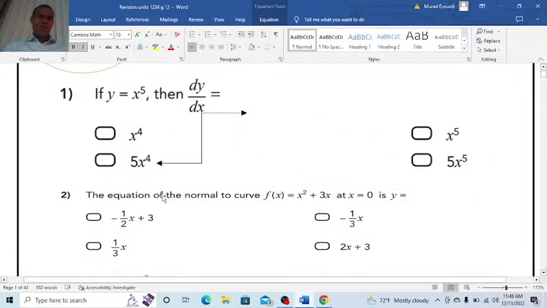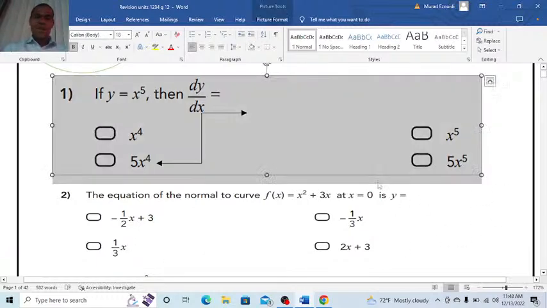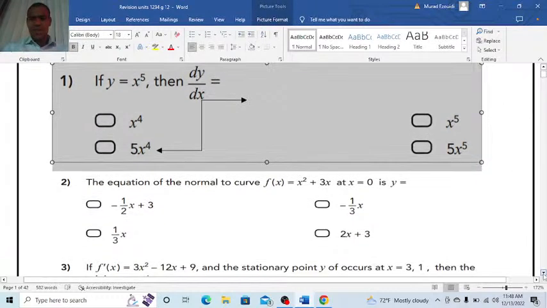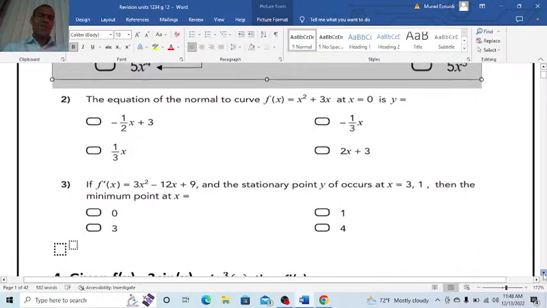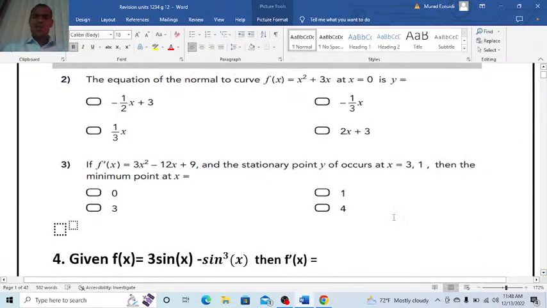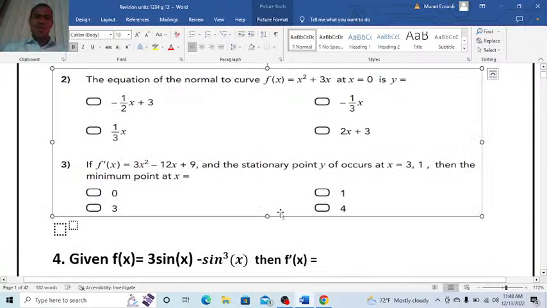Okay, question number 2. The equation of the normal to the curve of f(x) equals x squared plus 3x at x equals 0 is: y equals negative half x plus 3, or negative 1/3 x, or 1/3 x, or 2x plus 1. So here, my learners, it's easy to solve this question. This is my question. Every one of you is now trying to solve this one.